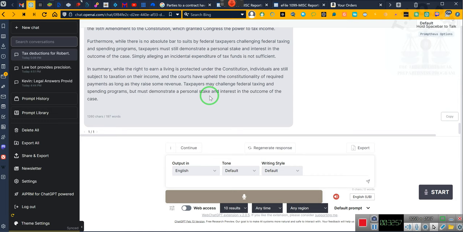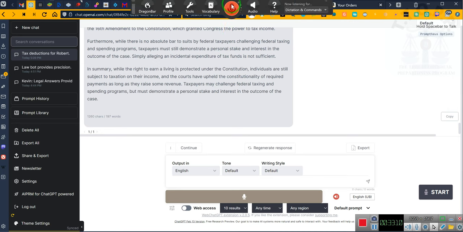You all need to understand this. And so, just go and check. If you have the right to earn a living, one of the cases, Redfield versus Fisher. Now, we'll do that right now real quick.